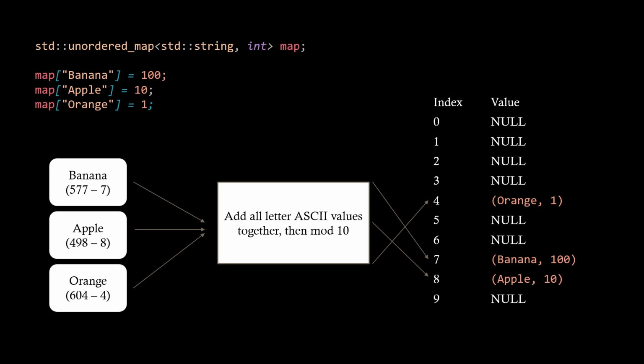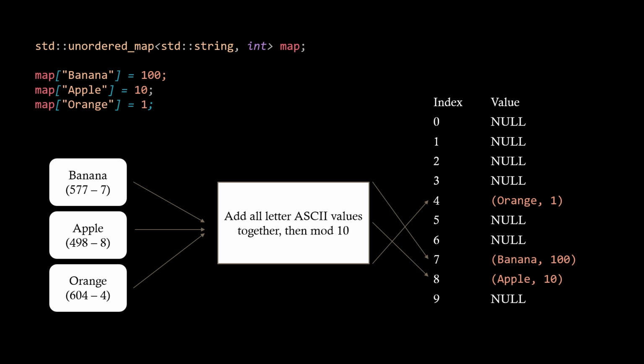And they're stored as key-value pairs. So orange will be stored as orange, comma, 1, or as you'll see later, in a struct or a class or something like that. This is why maps cannot have duplicate values, because if you put another banana in there, you add up all the ASCII values, it gives you 577, you take the last digit, 7, but there's already an index there, and it already has banana. So it can't have duplicate values. All it'll do is override the value. So if I set banana to 1,000, it'd override banana to 1,000.